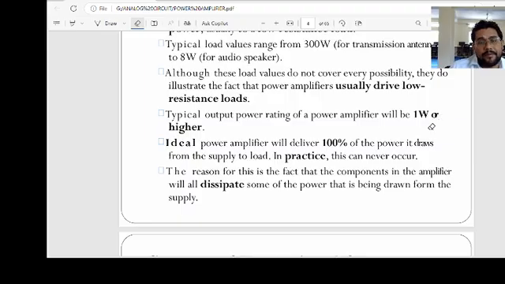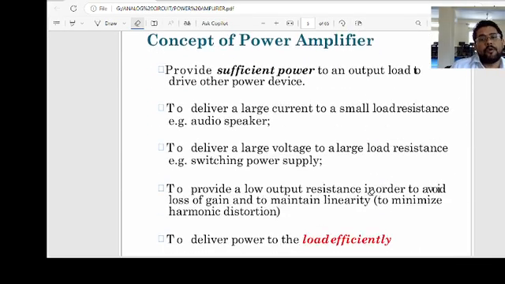The ideal power amplifier delivers 100% power to the load, but practically this is not possible. The reason is that the components in the amplifier dissipate some power. The concept of a power amplifier is that it provides sufficient power, delivering a large amount of power when the output resistance is low.